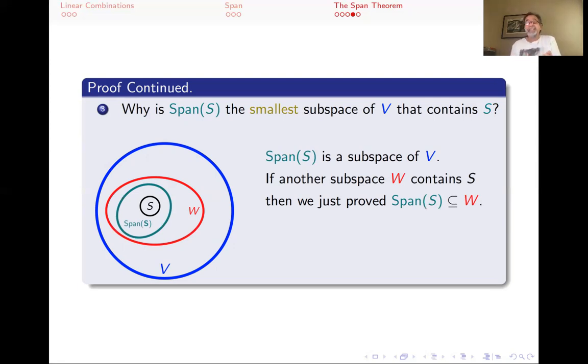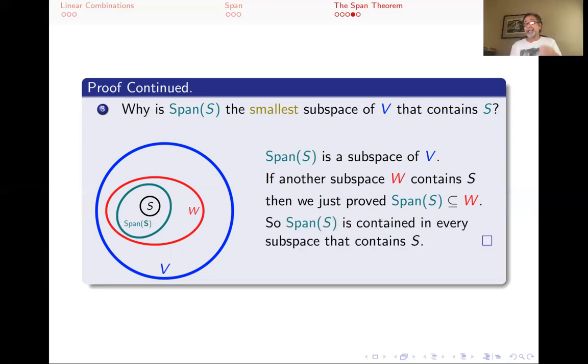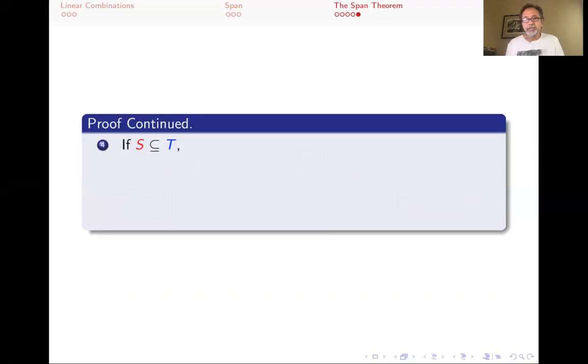It's contained in every single subspace that contains S. If you're going to be a subspace, if you're going to contain S, you've got to contain span of S. And that's the notion of smallest that we mean, something that's contained within every other one that has that property. Okay, the last two conditions are pretty straightforward.